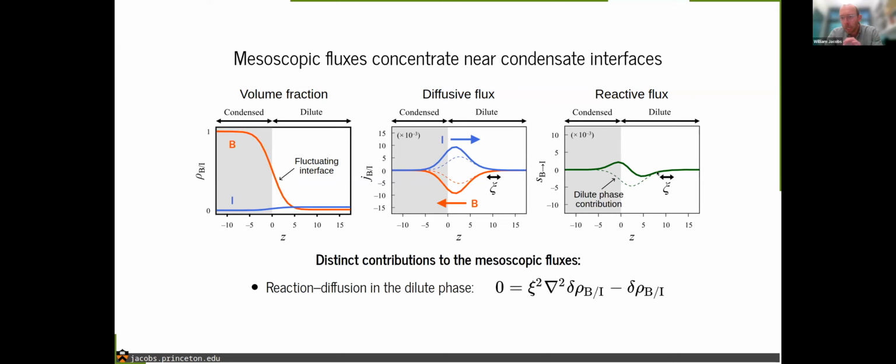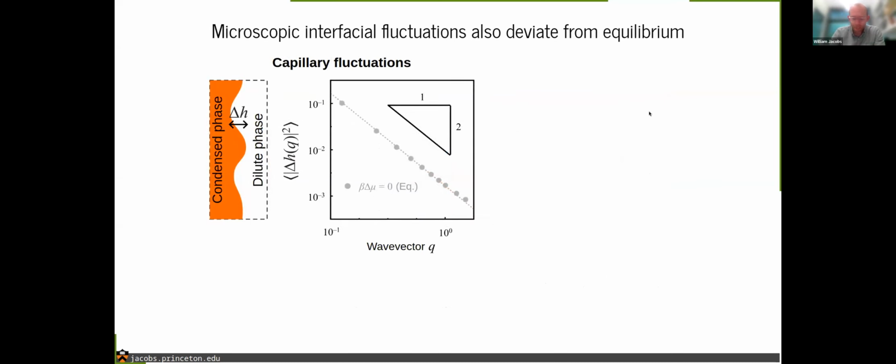You can further break down where these contributions to the various fluxes are coming from. So some of this is happening in the dilute phase, and that's shown here by these dashed lines. This is well described by this reaction-diffusion equation in the dilute phase. But the thin solid line here shows you the contribution from reactions that are taking place actually on the interface itself, right? So really tracking what is happening on this fluctuating interface is important for describing the system here. So all of that, again, is at this coarse-grained level.